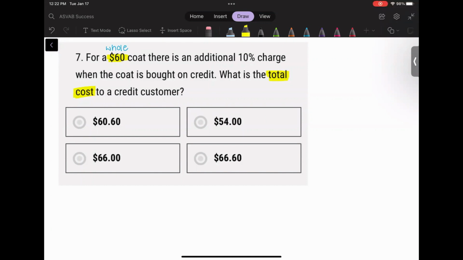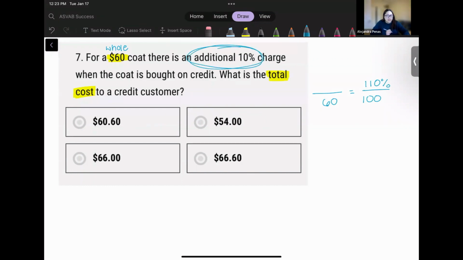But my question is, when we set up our proportion, we have 60 here, we have 100 here. You mean my 110? Okay, so we're gonna use 110%. Now, why are we using 110%? Because this is an additional 10% charge, which means if you just put 10%, the value you're gonna get here is just gonna be the charge. It's not gonna be the total cost. You would have to then grab that charge, add it to the $60, then you have your answer.